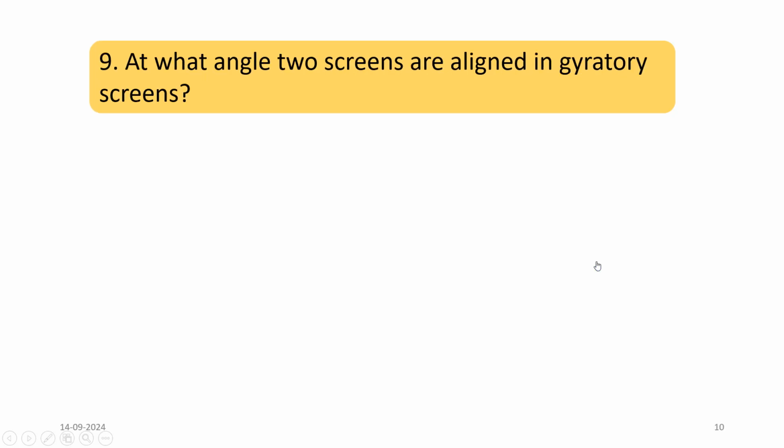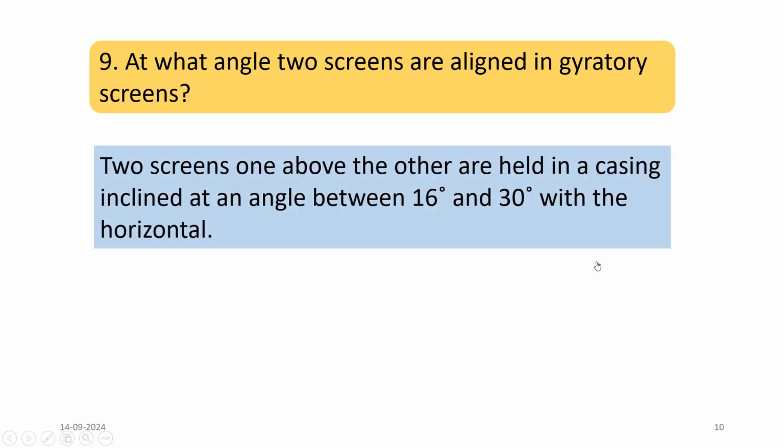Next, at what angles are two screens aligned in a gyratory screen? 30 degrees. Yes, of the two screens, one is 16 degrees and one is 30 degrees with the horizontal. So one is 60 degrees and one is 30 degrees.